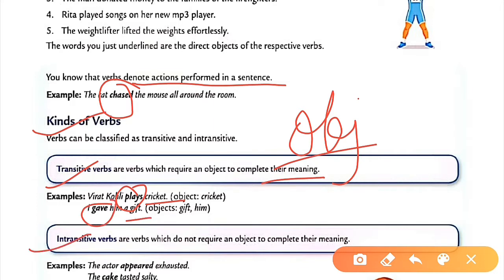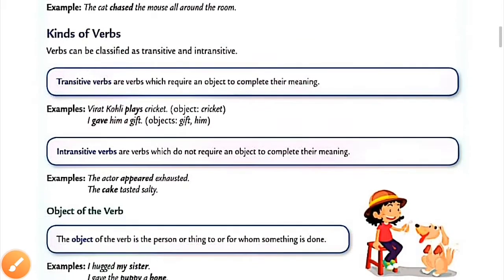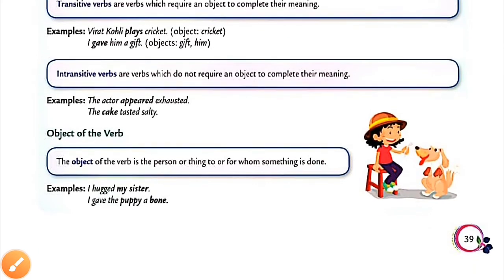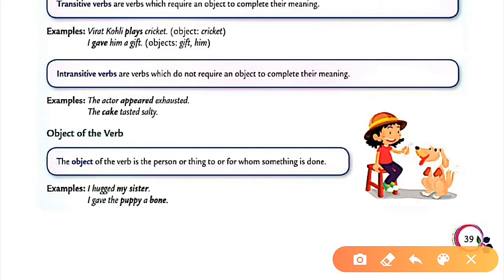Moving on, intransitive verbs are verbs which do not require an object to complete their meaning. There is no object required for completing the sentence, like: The actor appeared exhausted. There is no object after the verb appeared. The cake tasted salty. Is there any object? Definitely there is no object.